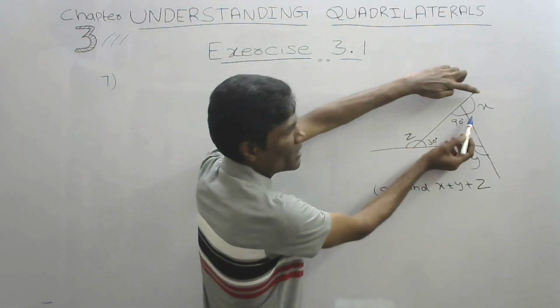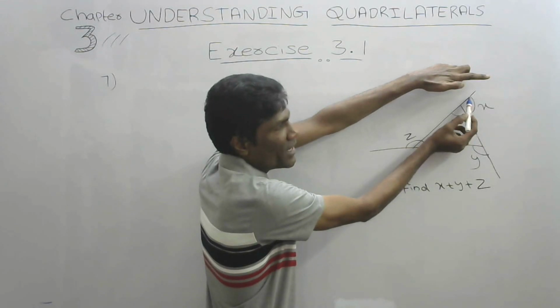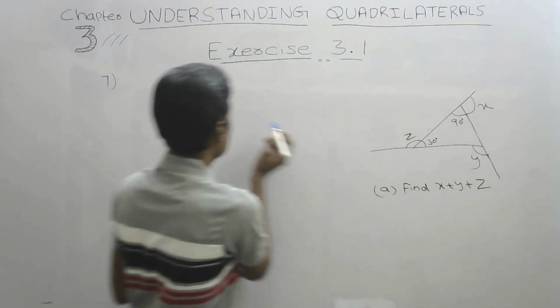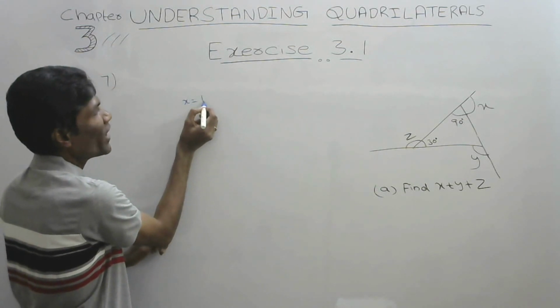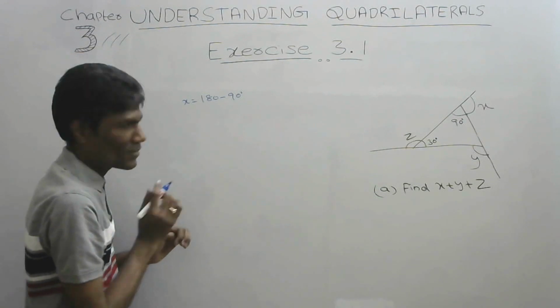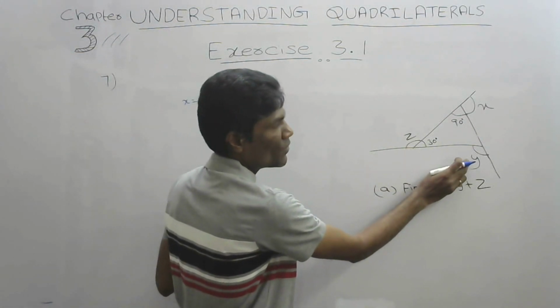Observe this. Here x is there, here 90. So total this angle is 180 degrees. So what will be the value of x? X will be 180 minus 90. Simple. Next, what will be the value of y?